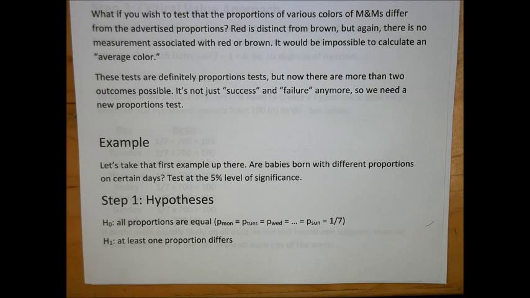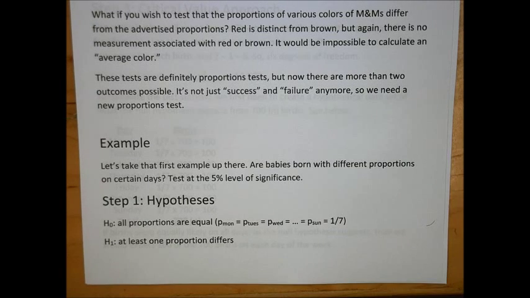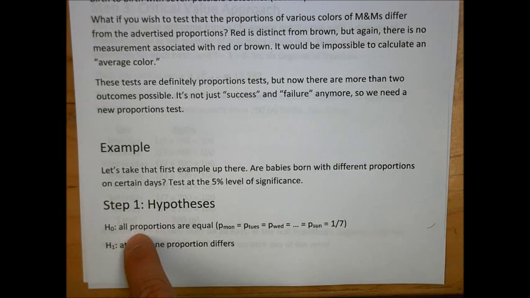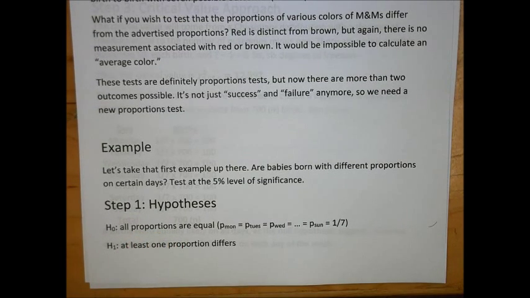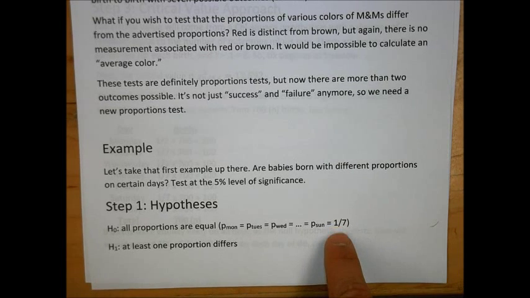Let's take that first example. Are babies born with different proportions on certain days? Test at the 5% level of significance. Here's what your hypotheses look like. Remember, we were testing to see if there were different proportions among the various days. The null hypothesis is thus that all proportions are equal. And in this case, that would mean that each day has a 1/7 probability or 1/7 proportion of occurrence.